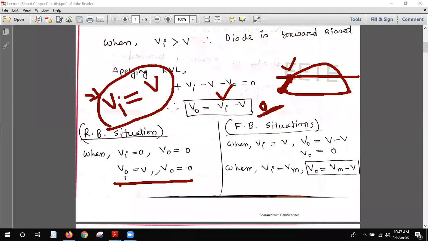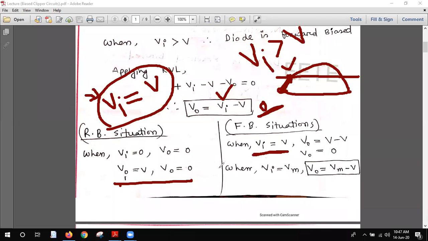So this is the reverse bias situation. For the forward bias situation, this is the starting point. Forward bias means now the input voltage is greater than V. Still, we again put the input value vi equals V, the same thing, because this is the border of the two situations.